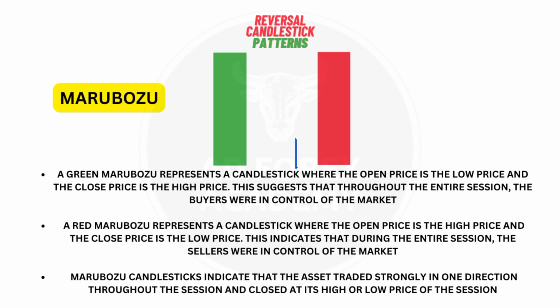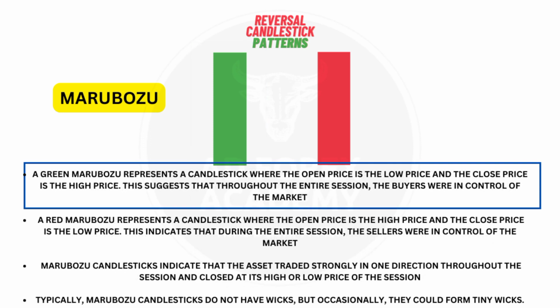When we encounter a red Marubozu, it indicates a surplus of sellers causing the price to go down. Conversely, a bullish Marubozu represented by green color suggests that the buyers are in control, potentially leading to an upward price movement. A green Marubozu signifies that the opening price coincides with the low price, while the close price aligns with the high price, indicating minimal price fluctuations during the trading session.